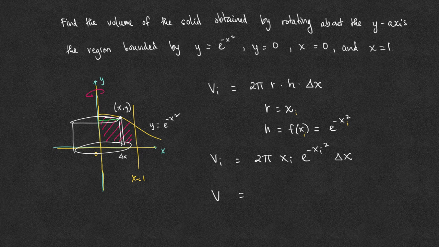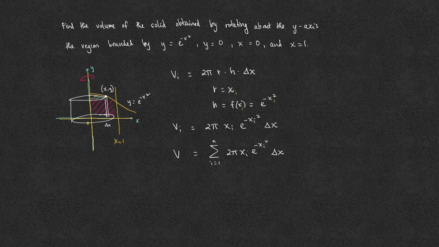The total volume is the sum of all of these volumes of all of these shells from i equals 1 to n. There are n shells in this case. Each shell V sub i has the volume 2 pi x sub i e to the negative x sub i squared delta x. As n goes to infinity, these Riemann sums give us the definite integral, and the slices only lie between x equals 0 and x equals 1.